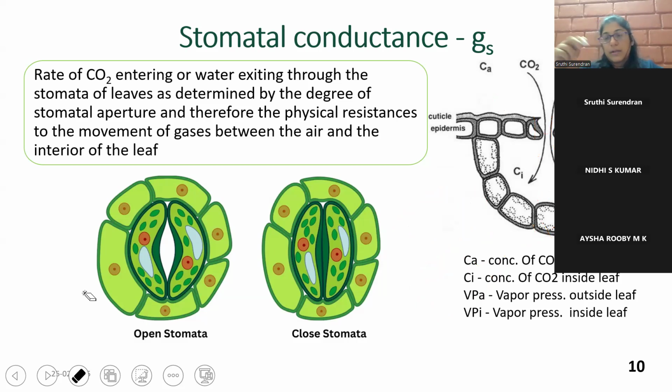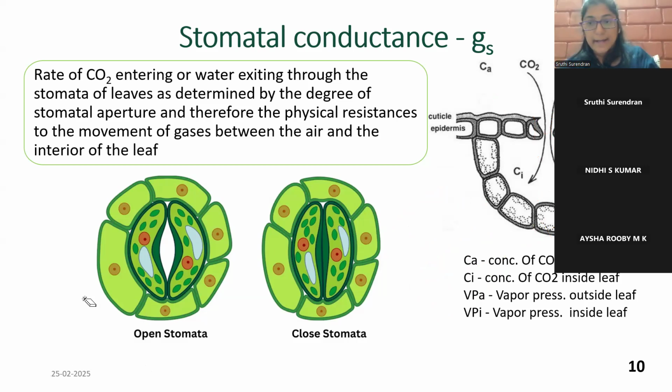So these two gradients or deficits, the carbon dioxide concentration gradient and the vapor pressure deficit, are what control the movement of carbon dioxide inside and the movement of water vapor outside the leaf, respectively.